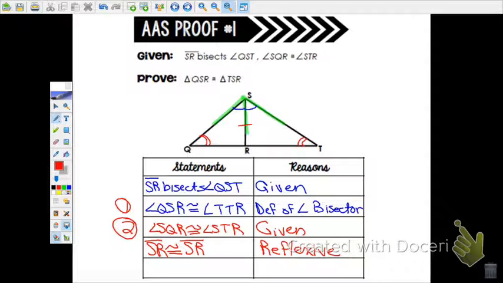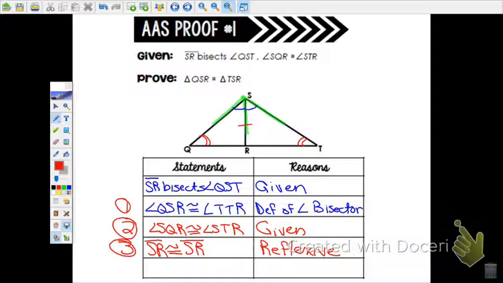That's reflexive. So that's my third piece of information. Okay. So again, I have two angles and I have one side. But when I look, my side is not between the angles. Okay? So it's not angle, side, angle like before, because my side is not between the two angles.